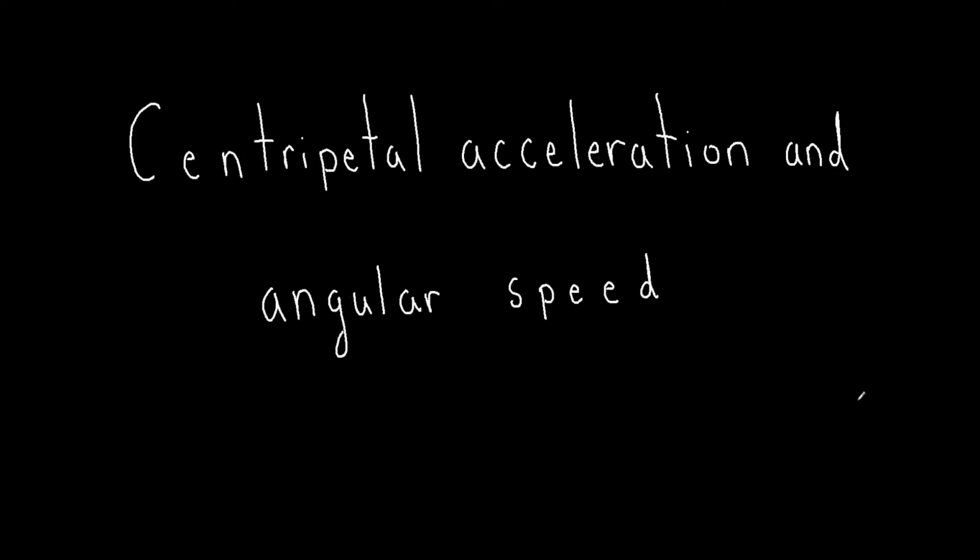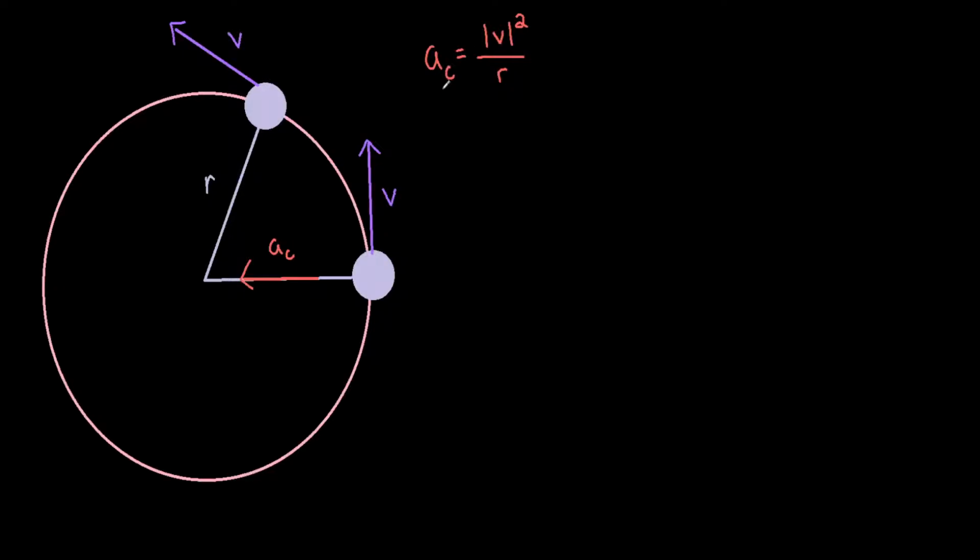In this video, we're going to derive a formula for the centripetal acceleration in terms of angular speed. So in the last video, we derived the formula for a centripetal acceleration to equal the magnitude of the velocity, or in other words, speed, squared all divided by the radius.